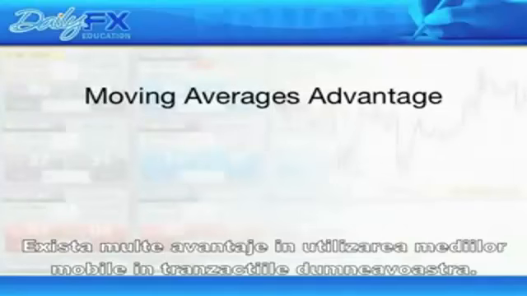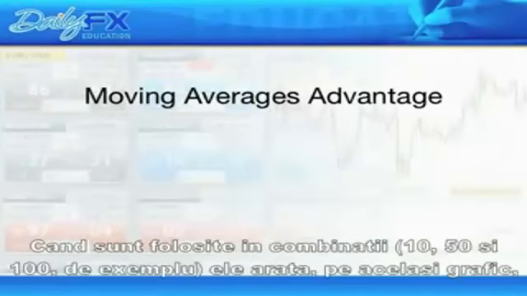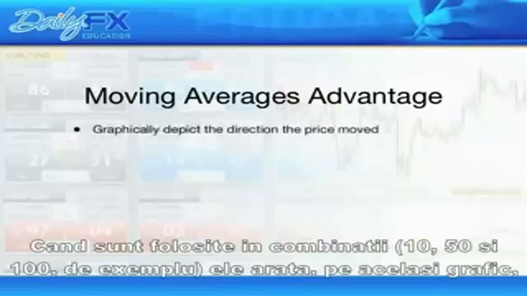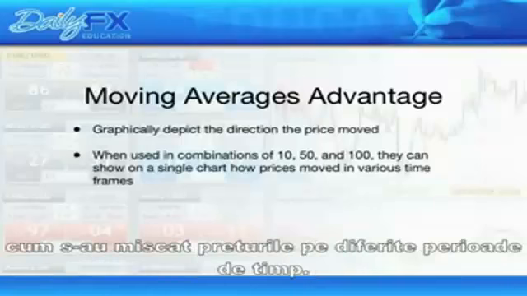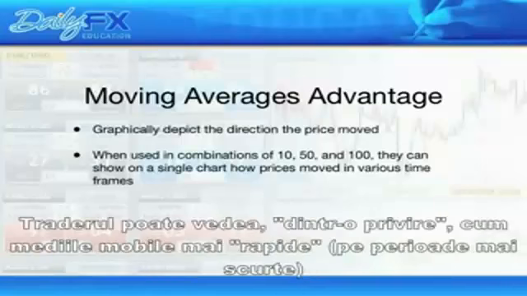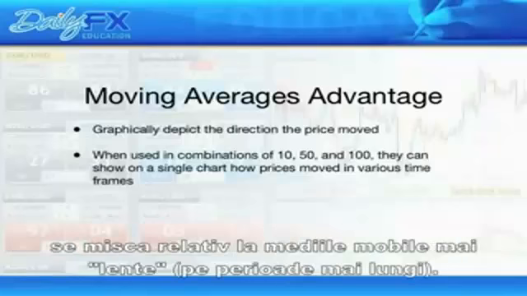There are many benefits to using moving averages in your trades. Whether used in combinations or alone, they graphically depict the direction the price moved. When used in combinations, 10, 50, and 100 for example, they can show on a single chart how prices moved in various time frames. A trader can see at a glance how the shorter, faster moving averages are moving relative to the longer, slower moving averages.